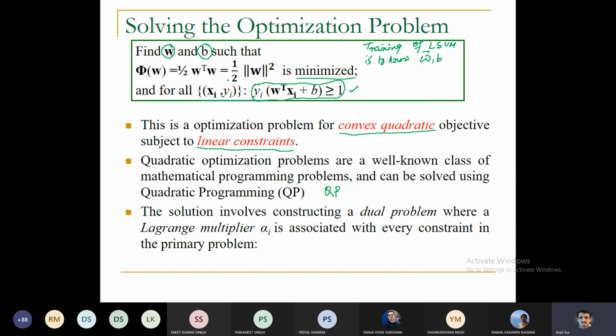If you have any question, you can ask. Excuse me, sir. Yes. Sir, why is w x plus b greater than or equal to 1 meaning that it is in the positive class? Shouldn't it be greater than or equal to 0 because of that line?